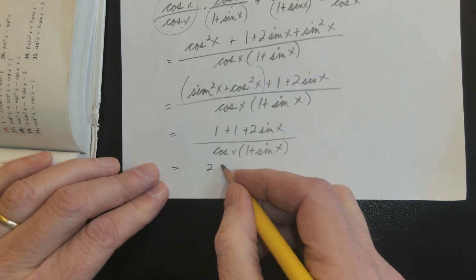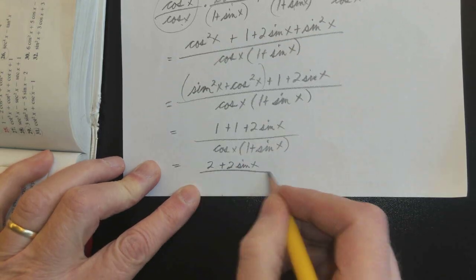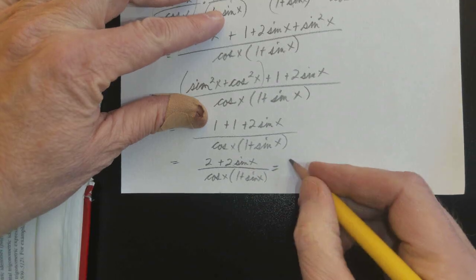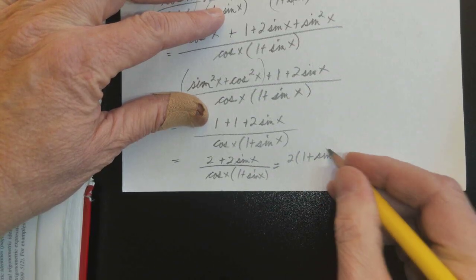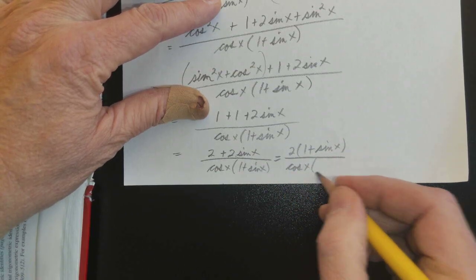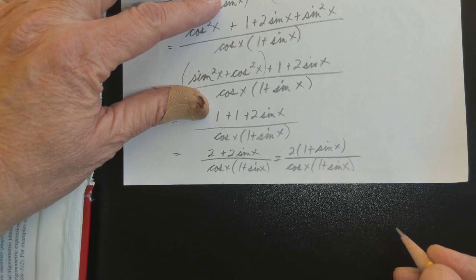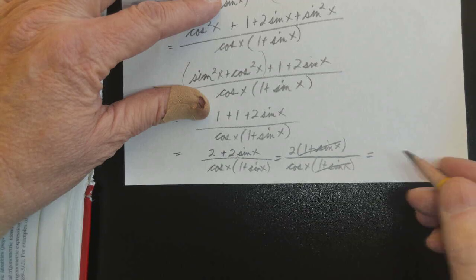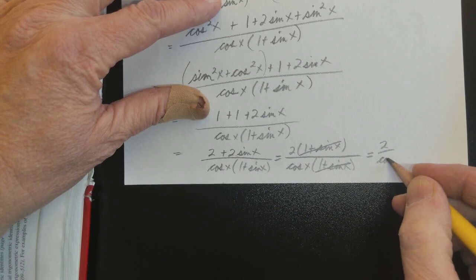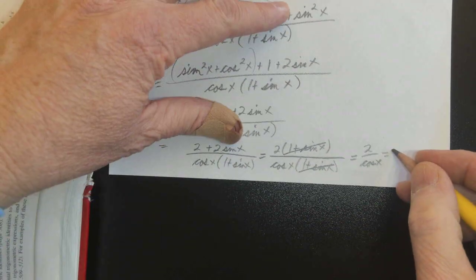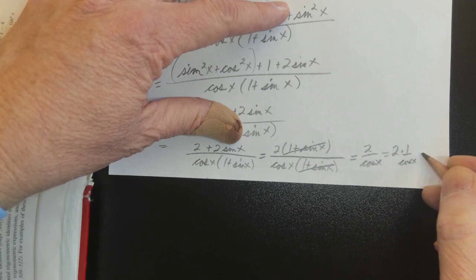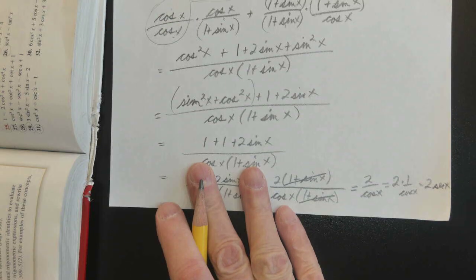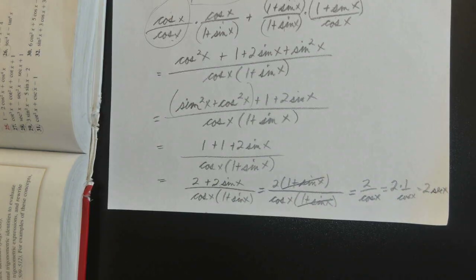And that's 2 plus 2 sine x over cosine of x times 1 plus sine x. I'm going to factor out that 2 in the top, and I have 2 times 1 plus sine x over cosine x times 1 plus sine x. Common factors can cancel now that it's in one rational expression. So 2 over cosine x. I'm going to go a little further with that. That's 2 times 1 over cosine x, which is 2 secant x. There's a lot in that we did.